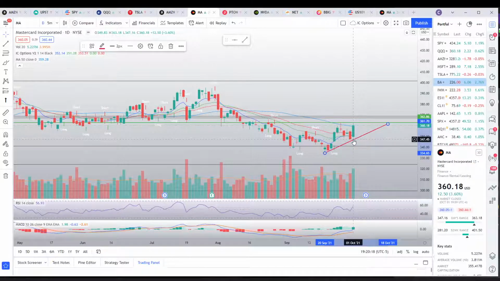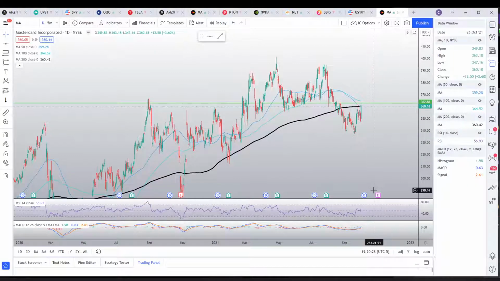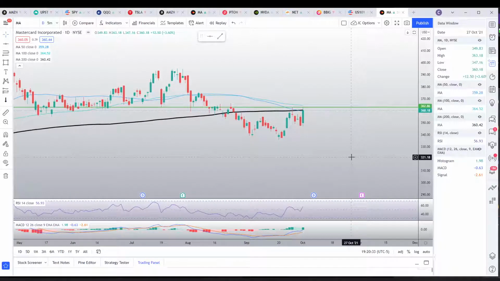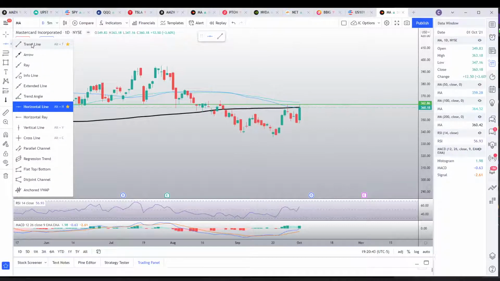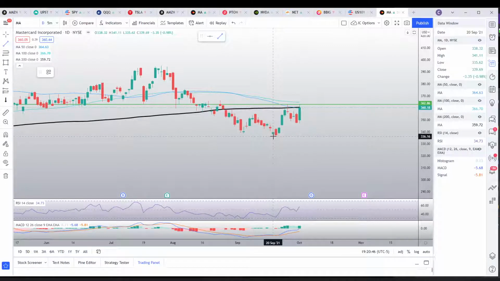So let me recap. On the naked chart, you start with the support. The second thing, you look at the 50, 100, and 200 moving averages. And then you also draw a trend line from the bottom. You have to zoom out a little bit, and then you go right here in the drawings. You can see a trend line right at the top. You click on it, and whatever your short-term lows were, you take it and draw a trend line and see if it's going to fall below that.